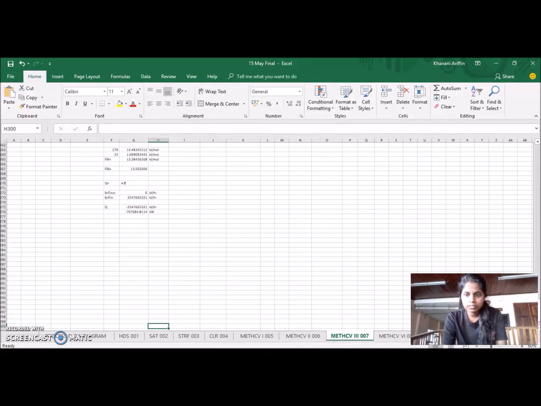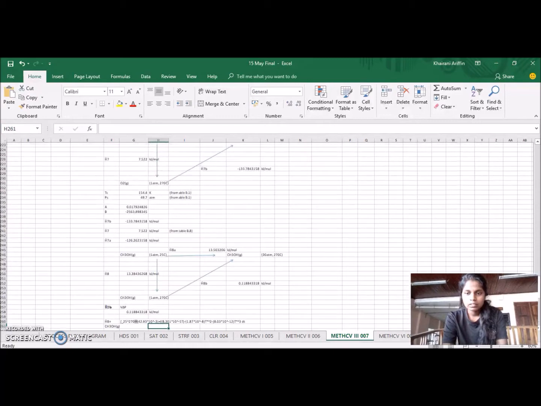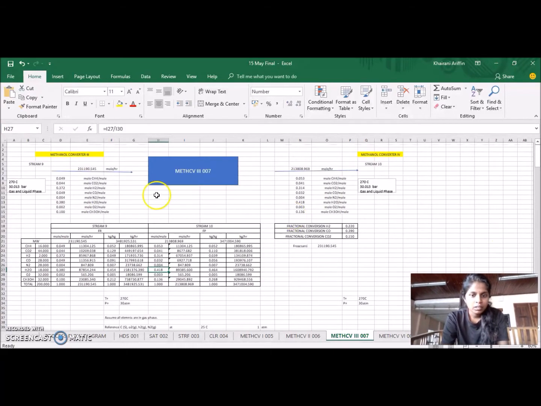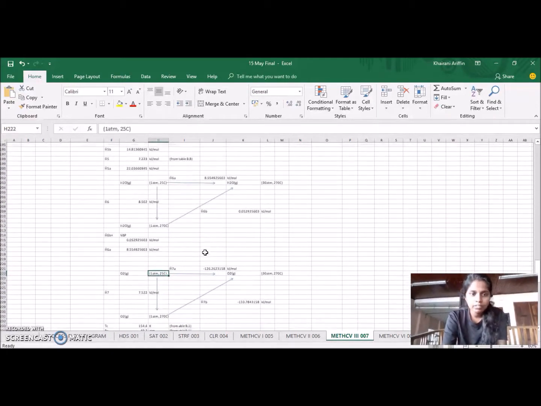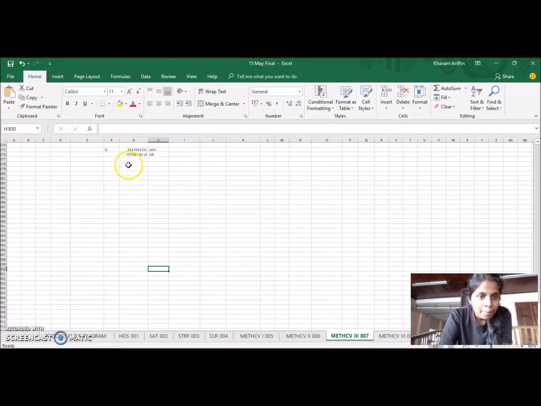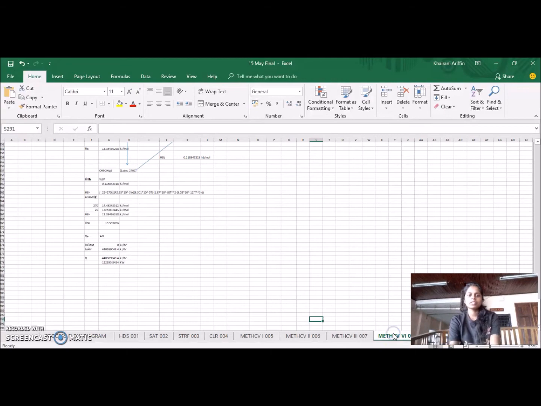In methanol converter 3, it's the same but the difference is the change in the mole, inlet and outlet, otherwise it is the same calculation. And then finally we got Q equals to negative 254,766,532 kilojoule per hour, and then power is negative 707,684.8114 kilowatt. And then we go to the methanol converter 4.